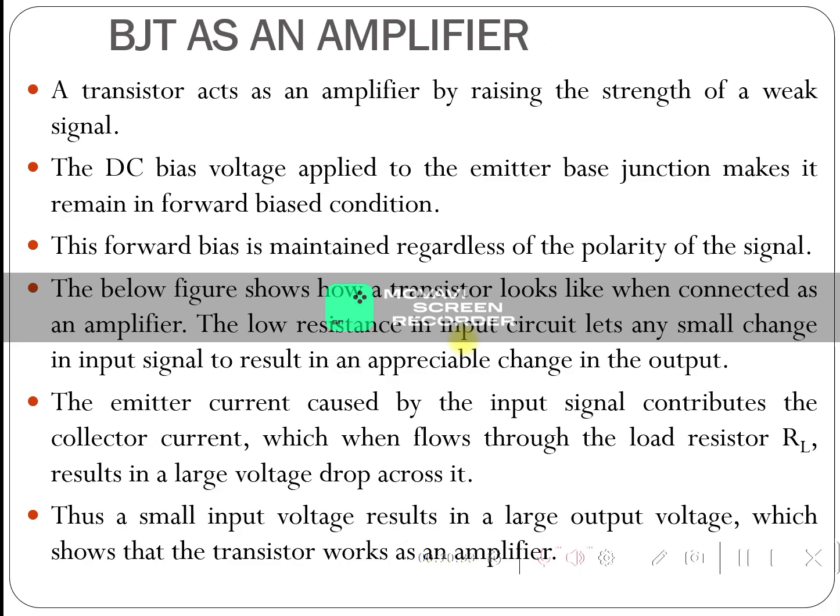Next one, BJT as an amplifier. The transistor acts as an amplifier by raising the strength of a weak signal. The DC bias voltage applied to the emitter base junction makes it remain in forward bias condition. This forward bias is maintained regardless of the polarity of the signal. So these are the things we have to discuss in BJT as an amplifier.